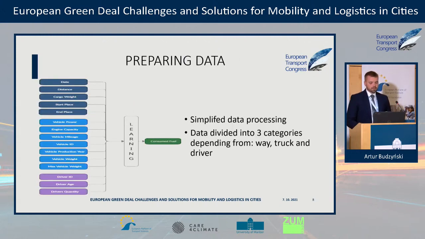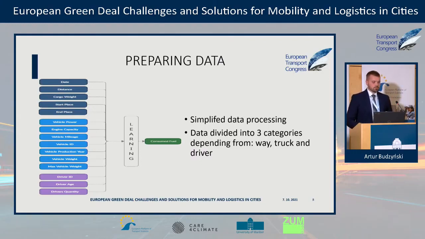Preparing data. We have data from a GPS system from a transport company which has in its fleet 40-ton trucks. They work in international transport in Europe. The data are divided into 3 categories. First is depending on the route. We have here the transport distance, cargo weight, start place, and delivery place. The second category is about the truck. We have here vehicle power, engine capacity, vehicle mileage, vehicle ID, vehicle production year, vehicle weight, and max vehicle weight. The last depends on the characteristics of the driver. Here is driver ID, driver age, and driver quantity.